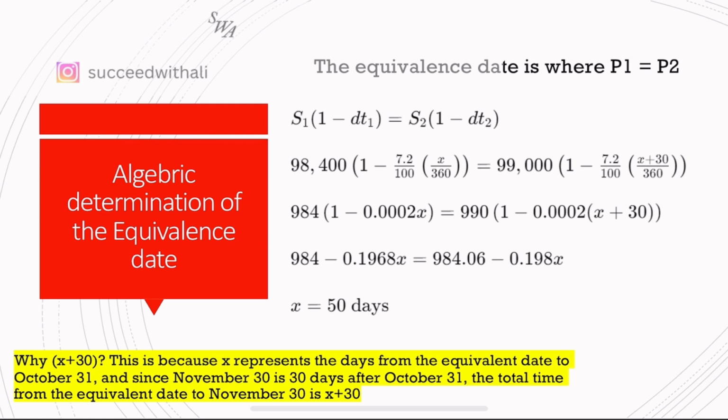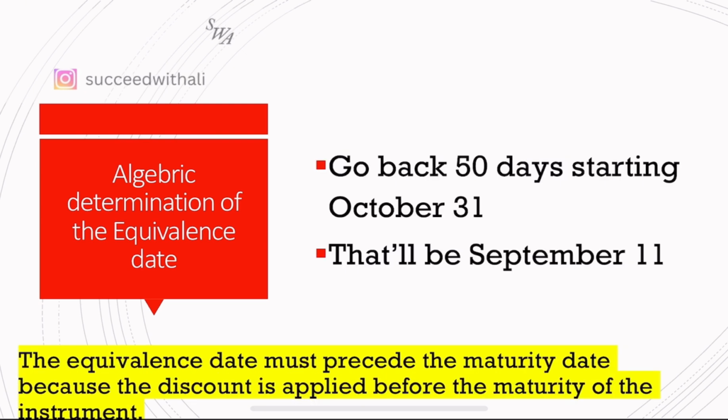Alright, so we get x equal 50 days, and then we should go back 50 days starting from October 31st. Going back 50 days from October 31st, that'll be September 11. The equivalence date must precede the maturity date because the discount is applied before the maturity of the instrument. So that'll be September 11. That's the equivalence date.